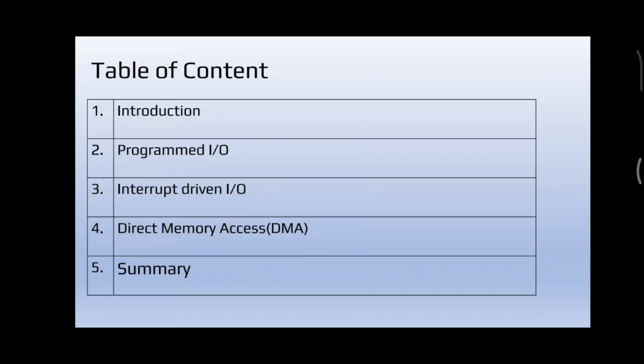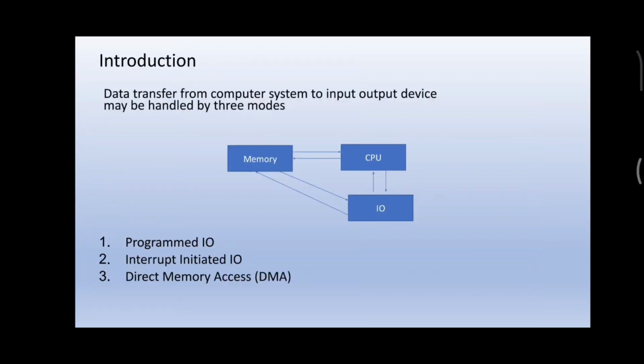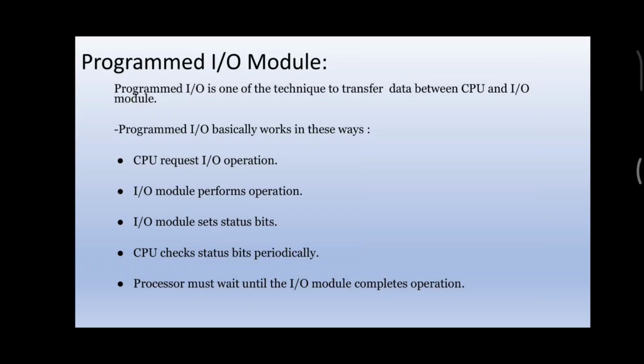We will start with the introduction. Data transfer can be performed in three different ways. First one is program I/O, second is interrupt I/O, and the last one is DMA, that is direct memory access. We will start with the program I/O.